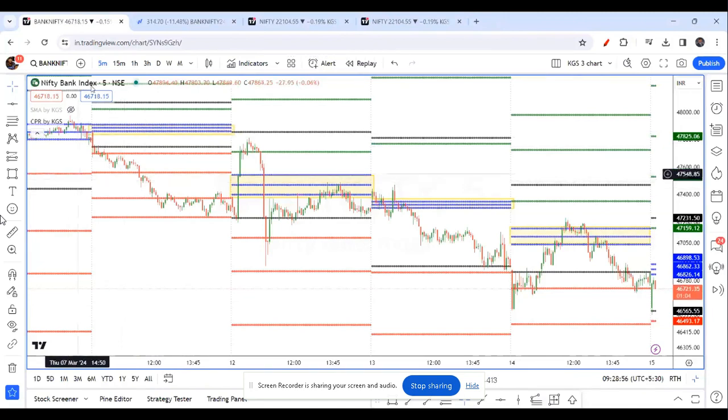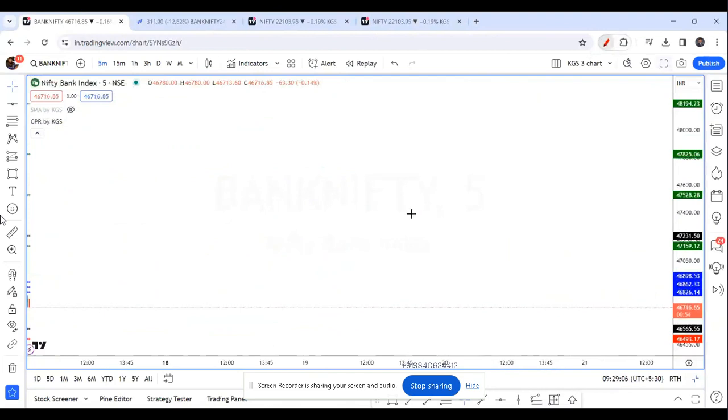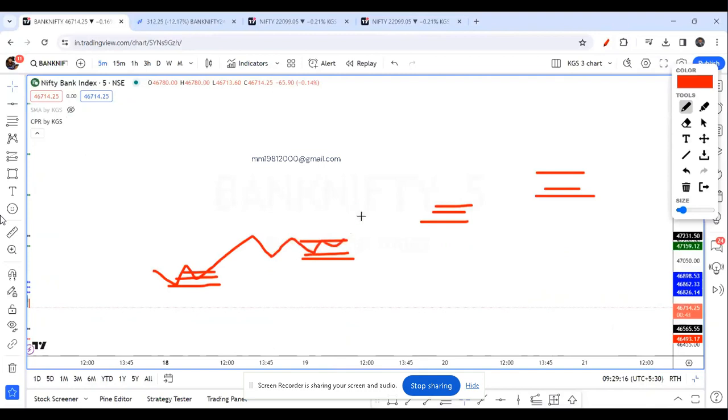Clear everybody, online as well as offline participants? So next time, when the candles are taking support at CPR, what will be our understanding? Let's say this is day 1, this is day 2, this is day 3 and this is day 4. So next time when the candles are repeatedly taking support at CPR, what will be our understanding?